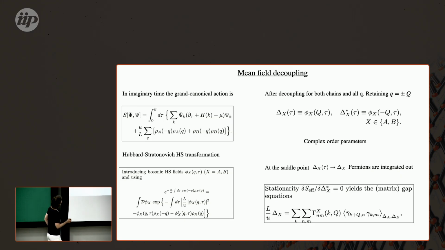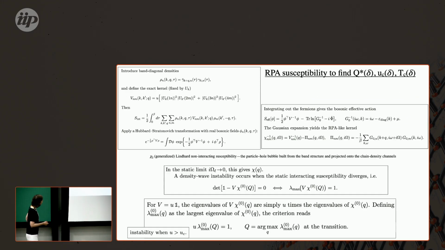And then we can also decouple and retain only terms with small q equal to plus and minus big Q, take a complex order parameter and use the saddle point approximation in which my order parameter is stationary. When I do that, I get to the matrix gap equation, which is useful because using that I can get a more precise susceptibility.